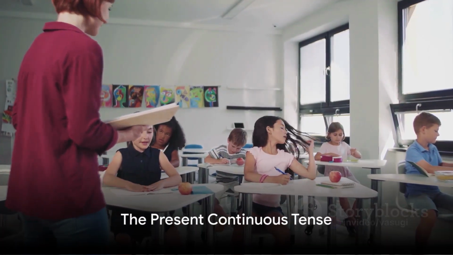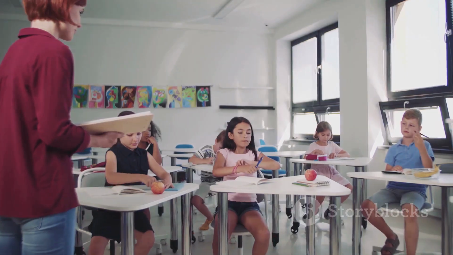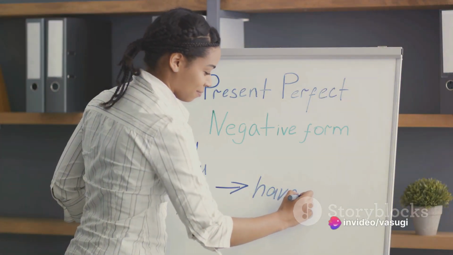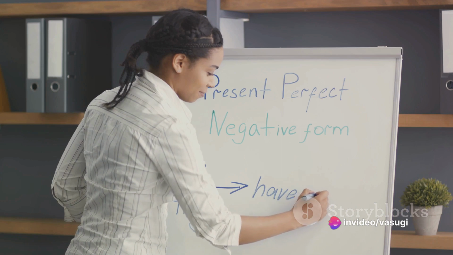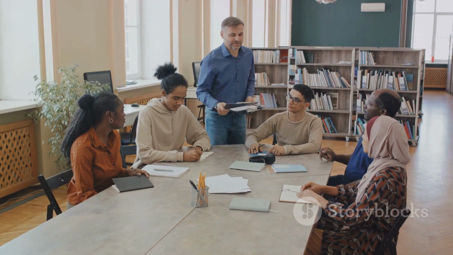Moving on to the present continuous tense, we use this to express an ongoing action in the present. The formula here is subject plus am, is or are, plus the present participle, and finally the object or complement. An example would be, they are playing football.